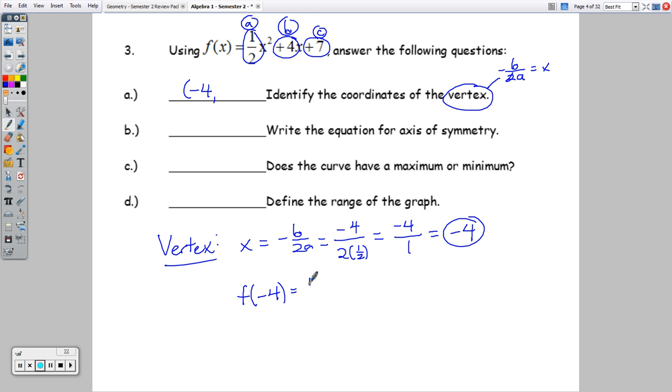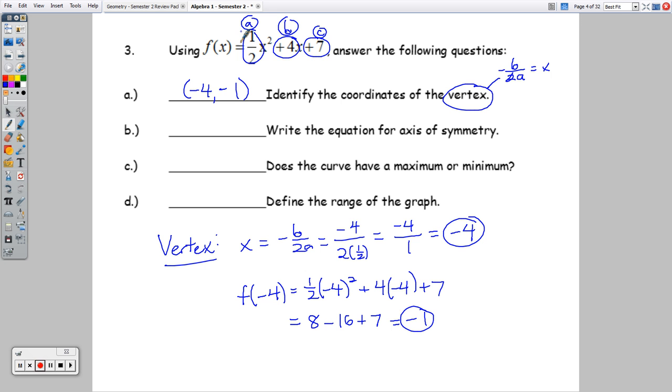So f of negative 4, you'd have 1/2 times negative 4 squared plus 4 times negative 4 plus 7. That's going to equal, this would be 16, because you're squaring the negative, so positive 16 times 1/2, that's 8. This is minus 16 plus 7. You have negative 1 if you put that all together. So negative 1 is the y value of that. And then if you make a sketch of that, that's a great idea, I think, to help you answer B through D here. That's the vertex.